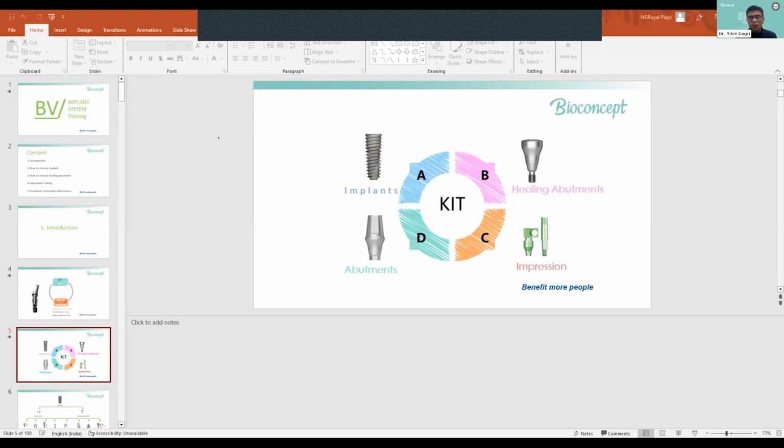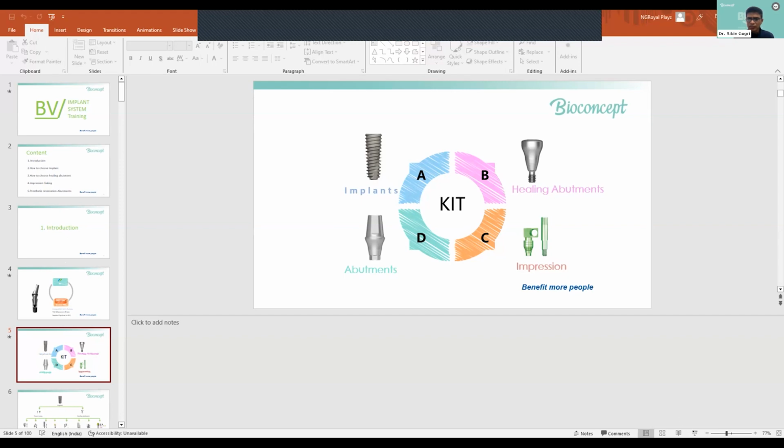Before that, we would like to also just introduce you to the BV implant system because that is something which we should know before we get into using any system. You should know how good the system is and what the components are, because that will help you in treatment planning. So let's begin with the basic introduction.